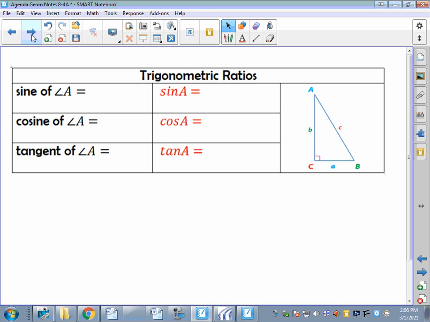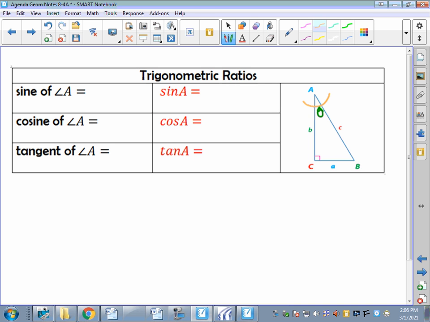So our trig ratios are sine of angle A. Notice I gave you the triangle. If I look down all of these, it's talking about angle A, right? So angle A is my theta, or the angle that I'm looking at. And I need you to see that in this triangle ABC, straight across from capital angle A, vertex A, is small letter a. So if you ever have to draw your own, straight across from vertex B is small letter b. And straight across from C, the right angle, is our hypotenuse, small letter c.